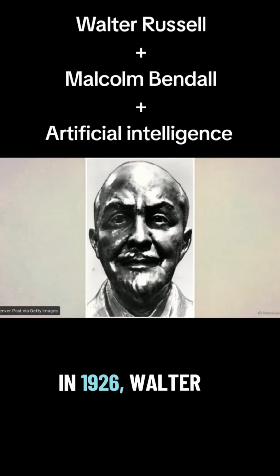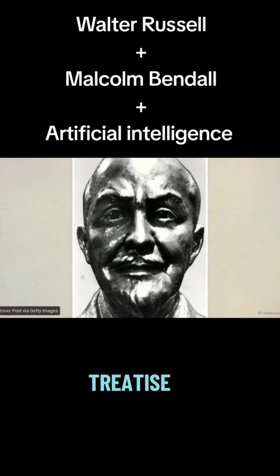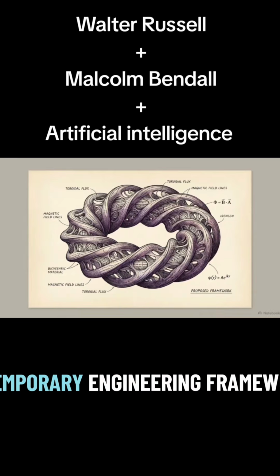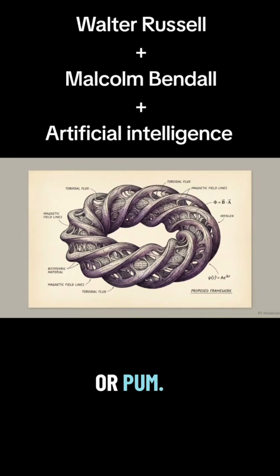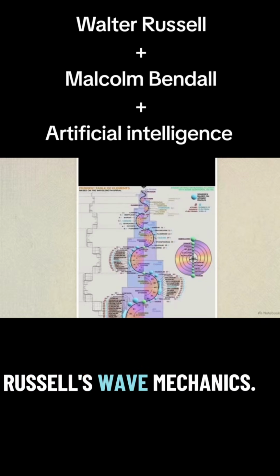In 1926, Walter Russell theorized the mechanics of this geometry in his treatise The Universal One. Malcolm Bendel has since introduced a contemporary engineering framework called the Plasmoid Unification Model, or PUM. This wavelength spiral serves as the core geometry for Russell's wave mechanics.